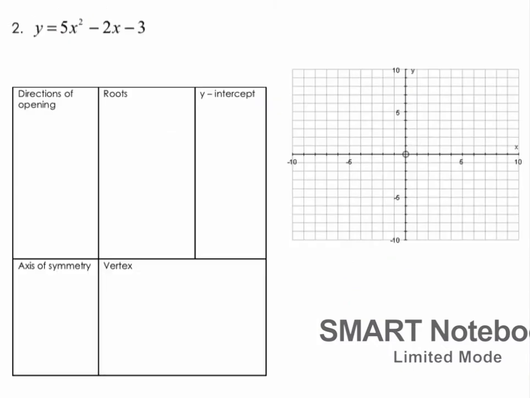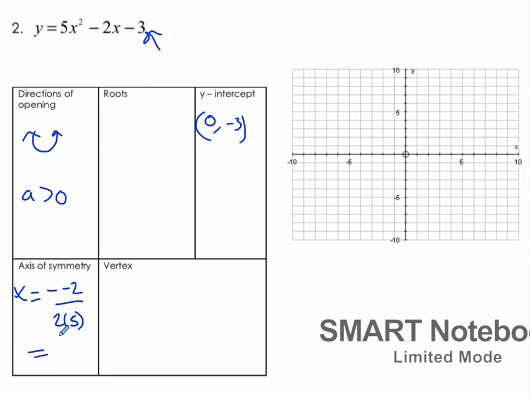Okay, let's look at another example. So let's get all of these things here. The y-intercept is the easy one. It's 0, negative 3. You can get that directly from the equation. Direction of the opening is up because a is greater than 0. Axis of symmetry is x equals negative b over 2a. That's negative 2 over 2 times 5, which equals 2/10, which is 1/5. Okay, so it's going to be a vertical stretch by a factor of 1/5, so it's going to be a bit of a fat parabola.